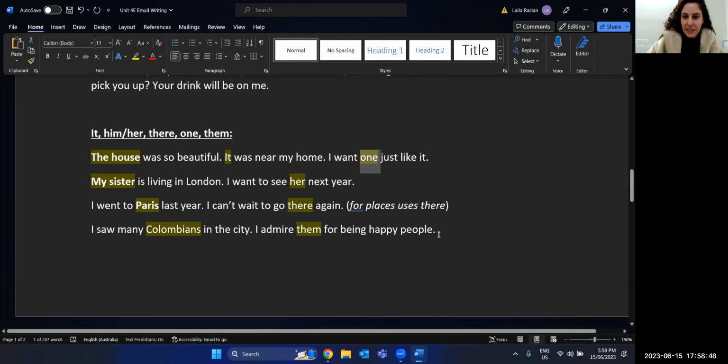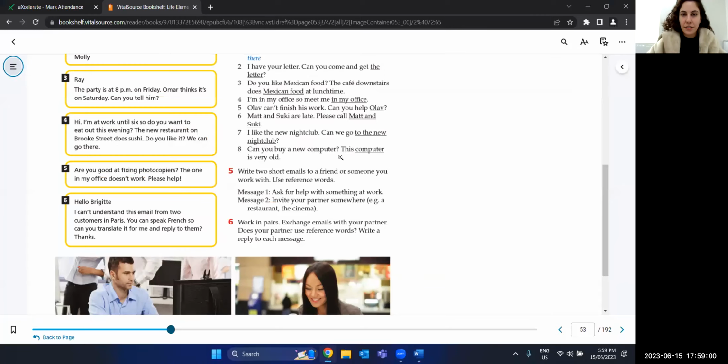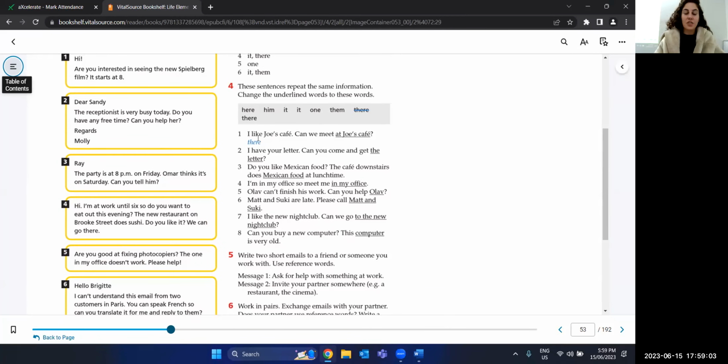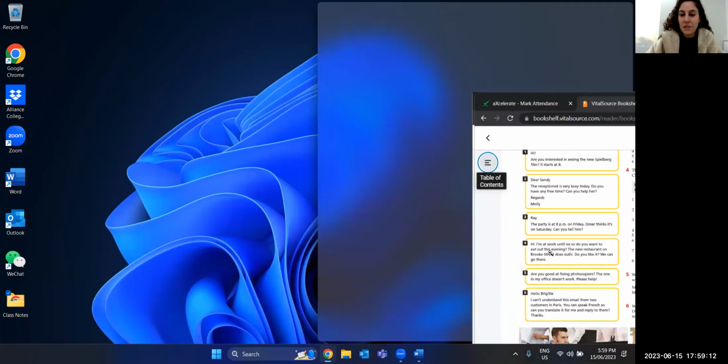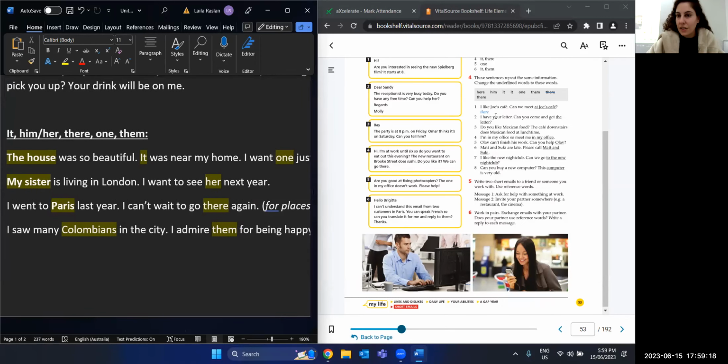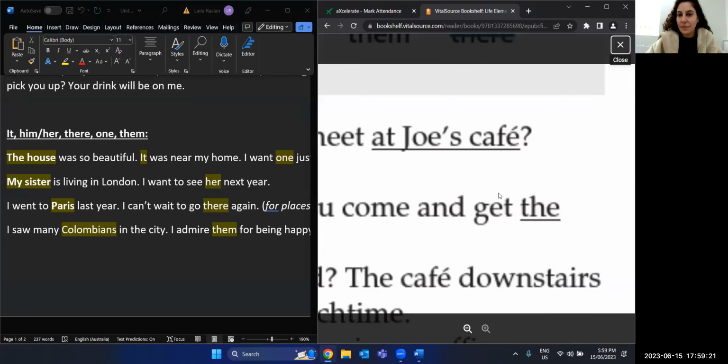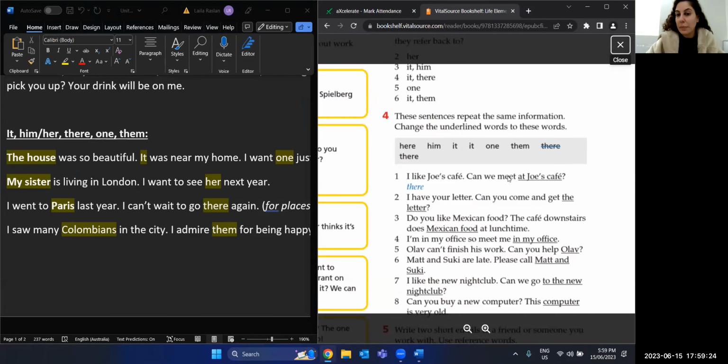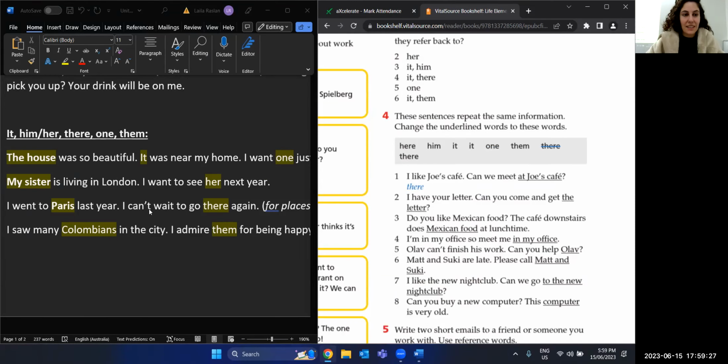So let's practice using these ones, and then we'll get into writing emails ourselves. Okay, so if we have, in number 4, I like Joe's Cafe. Can we meet at Joe's Cafe? So you see how it's repeating the place? We know it's a place, and our rules tell us that for places, we use there. So we can say, I like Joe's Cafe. Can we meet there? Just like this example here. It's about a place, so we say there.